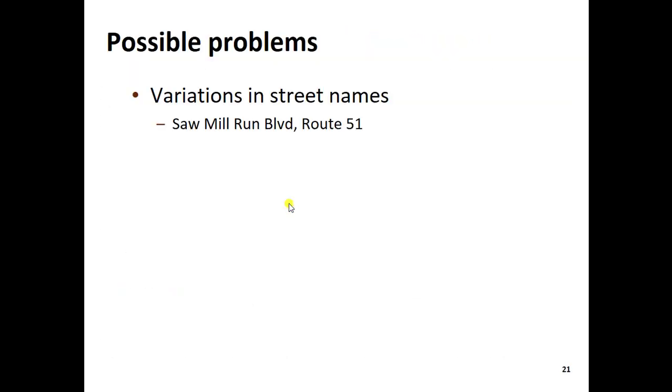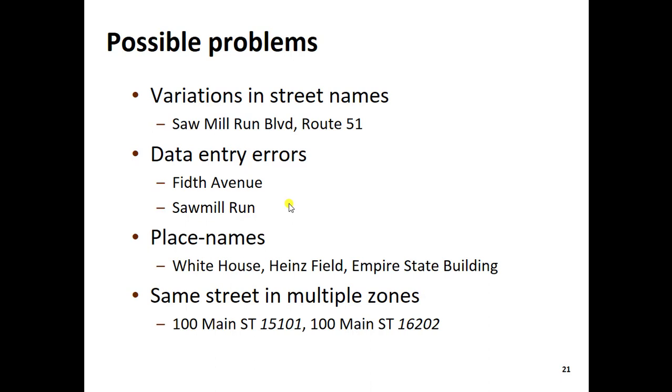We did this. Where are the places? Possible errors to help you stay sane with this. Fifth Avenue could be a typo. Sawmill Run Boulevard could be Run or Boulevard? Place names. What's the street address for the White House? 1600 Pennsylvania Avenue. 1600 Pennsylvania Avenue, correct. So it could be geocoded as White House if your engine recognized places, or you need to put in 1600 Pennsylvania Avenue. Heinz Field, baseball people. Empire State Building. See? Gotta look that up.